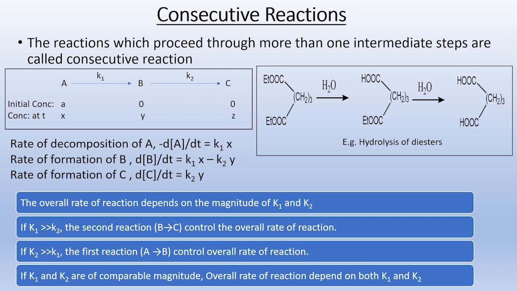One example for consecutive reaction is the hydrolysis of diesters. Diesters undergo hydrolysis in two steps. In the first step, one of the ester parts will be hydrolyzed into acid and alcohol, and in the second step, the second ester unit will be hydrolyzed. So that is an example for a consecutive reaction.